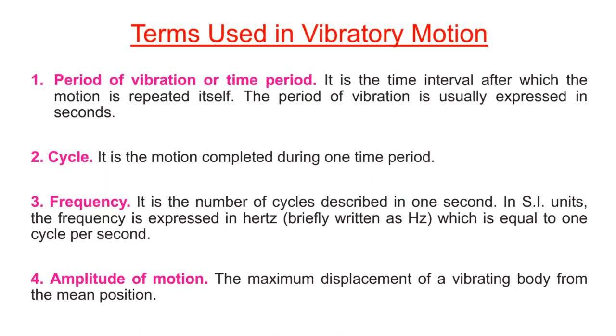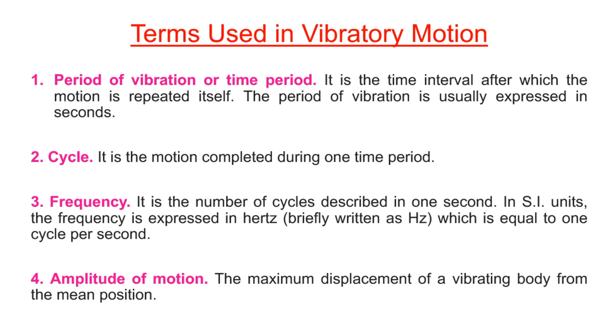To start with, we have to see some terms used in vibratory motion, and these terms are very important. In further subsequent lectures, we are going to use these terms. That's why you should know the definitions of these terms. First one, period of vibration or time period. It is the time interval after which the motion repeats itself. The period of vibration is usually expressed in seconds. The time after which the motion repeats itself is called the time period.